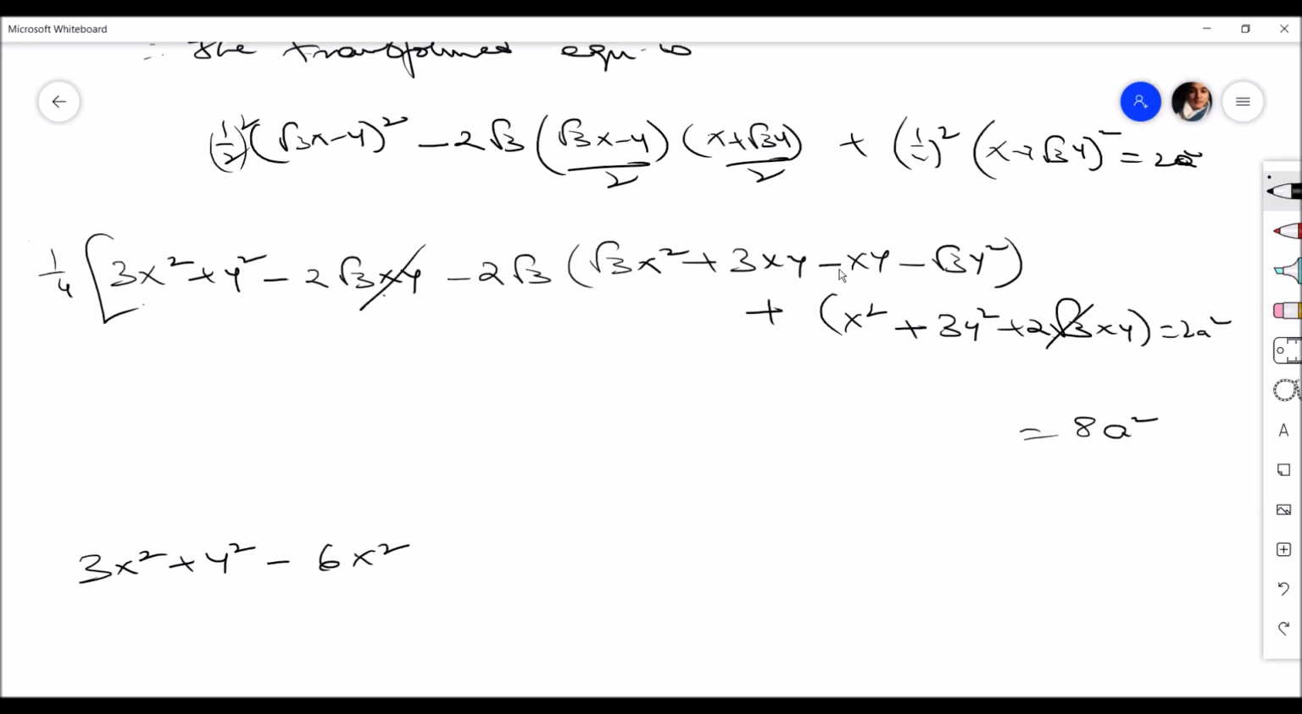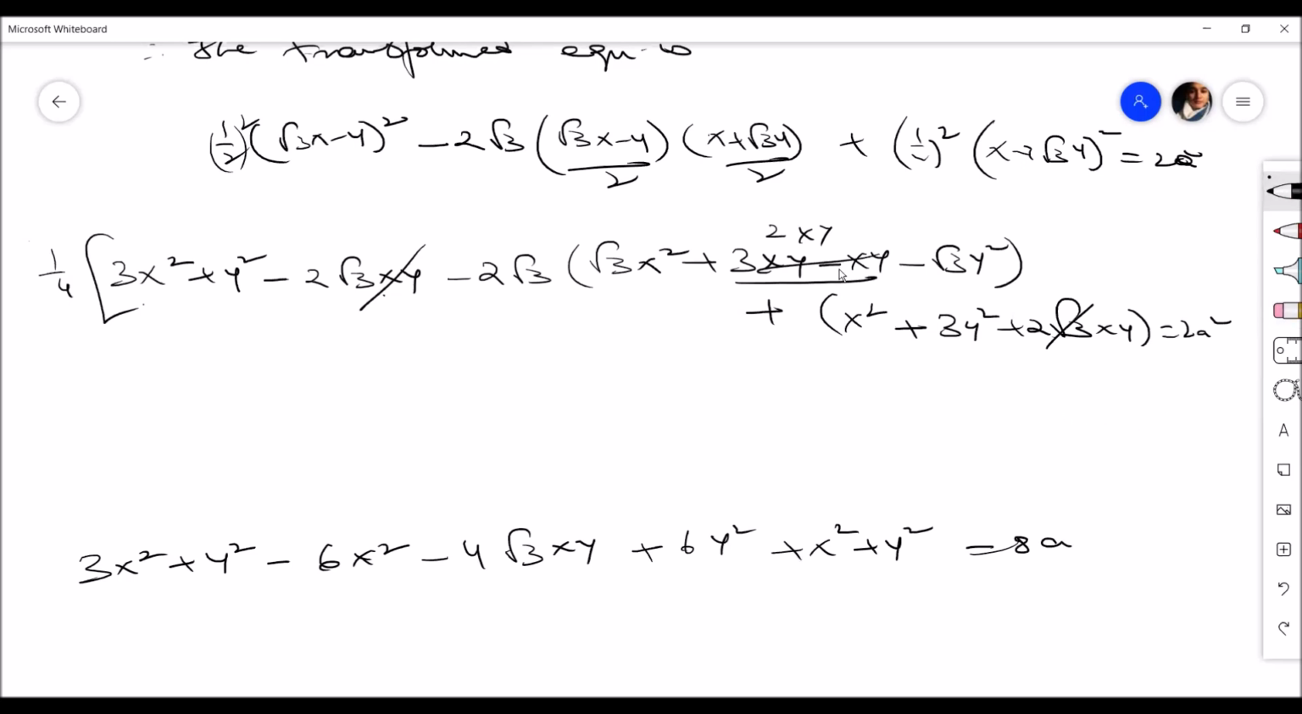That's minus 6x square, plus 2 root 3 into 3xy. So this is already simplified to 2xy. So that will be 2xy. Just give me a second. So minus 2 root 3 into 2xy is minus 4 root 3 xy, and then plus 6y square plus of course x square plus y square is equal to 8a square. That 4 have cross multiplied, which is giving me 8a square.